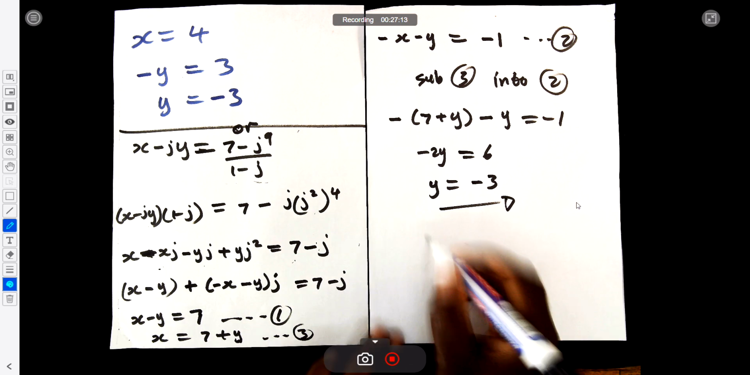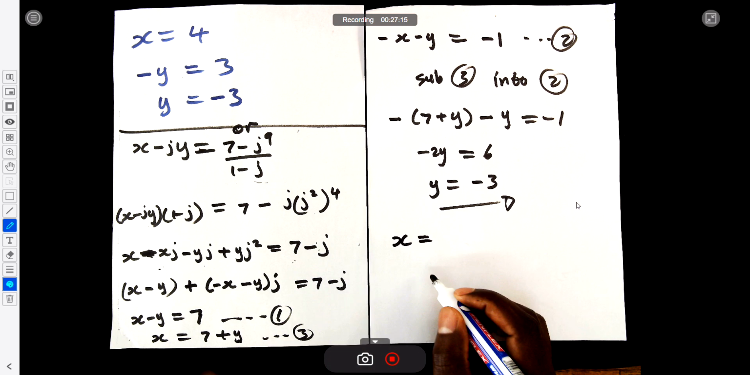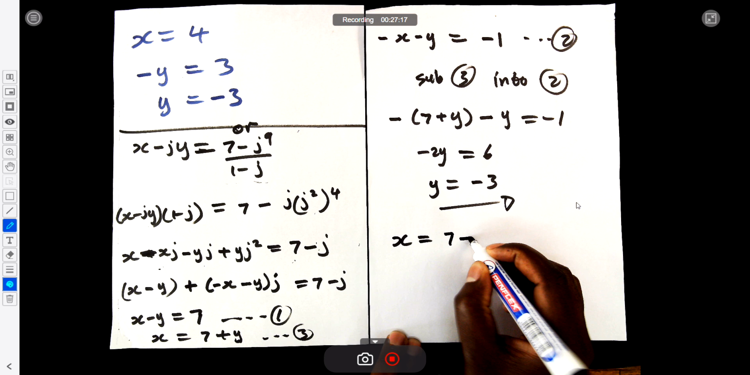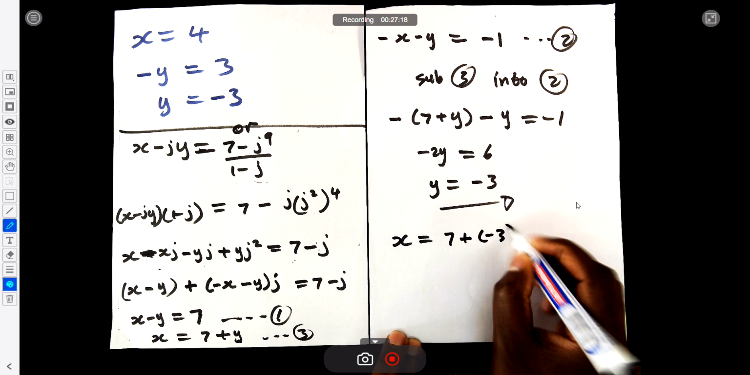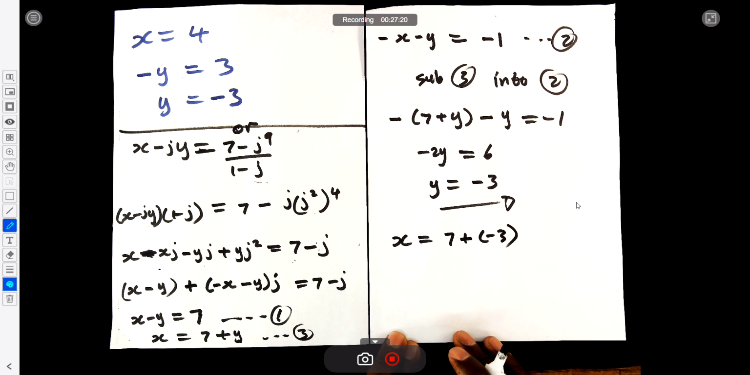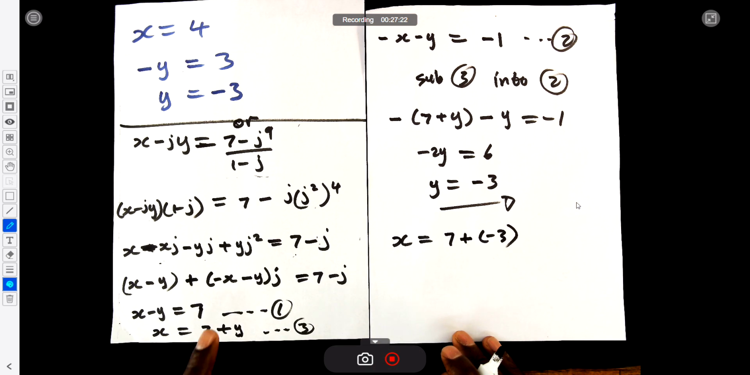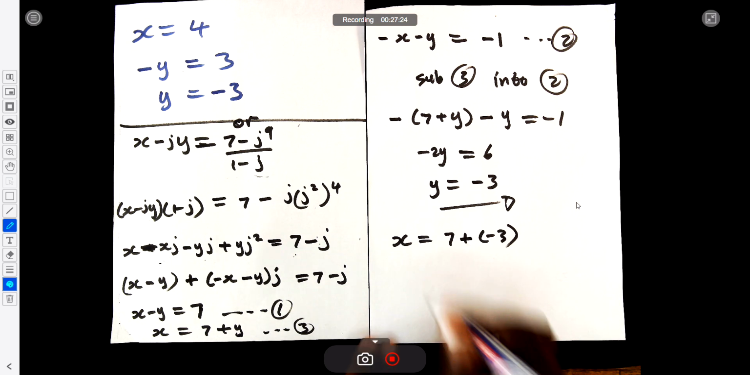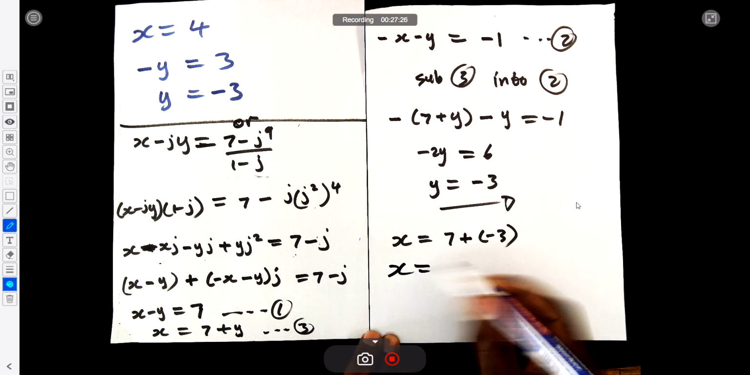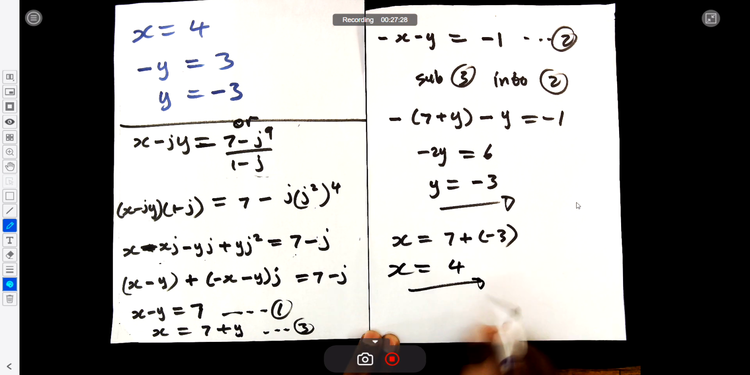Now, from equation 3, we substitute and get x. We need to get the x value. So I'm substituting into equation 3. Therefore, the answer will be x is equals to 4. So x is equals to 4. I hope it's clear. So we get the same answer. Those who took this longer route, that's how we're supposed to go.